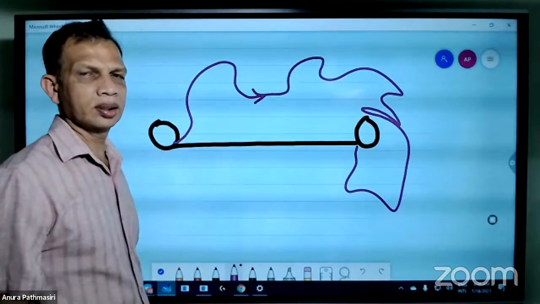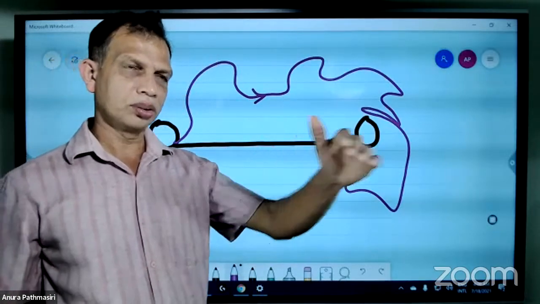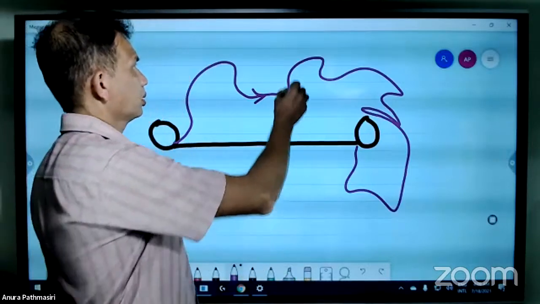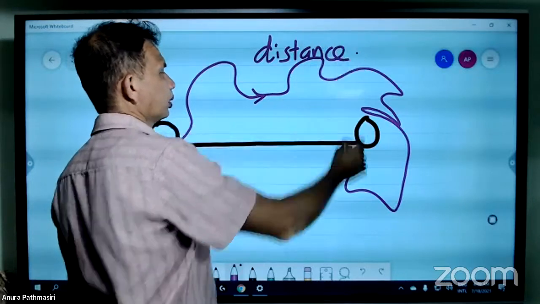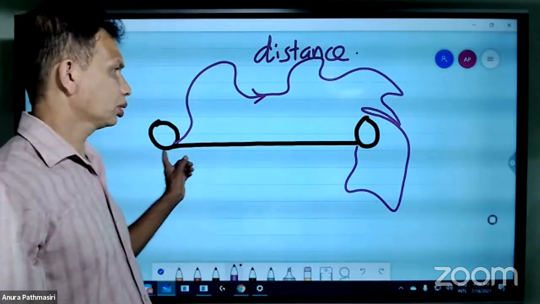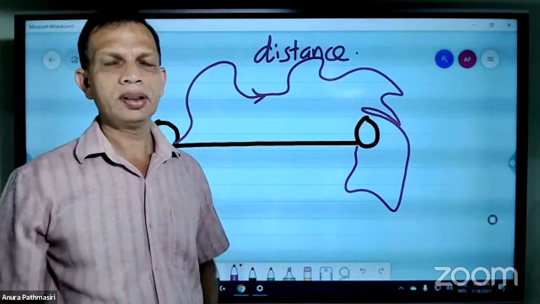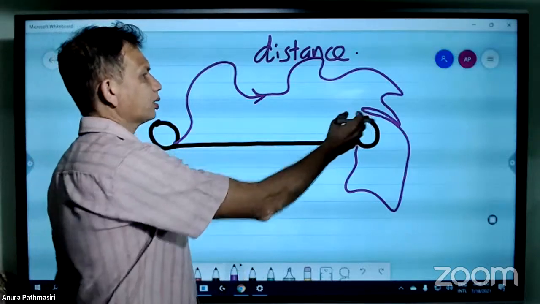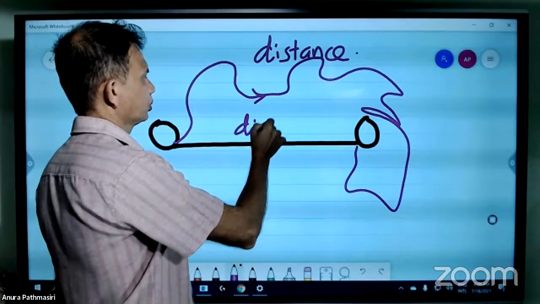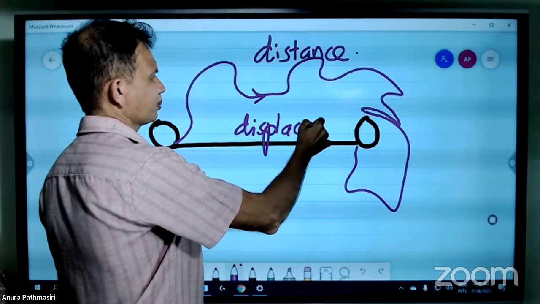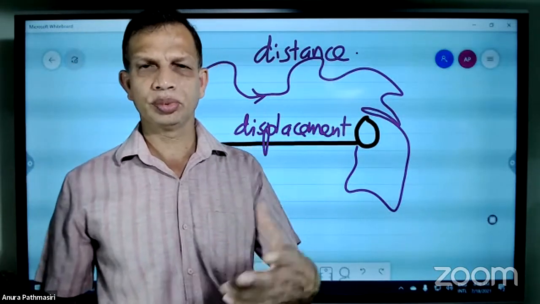And if you consider the motion in a long way, we consider the distance. But if you consider the motion between 2 points with the shortest length of the path with a fixed direction, we have displacement. So with that displacement, with those two concepts, we can move.